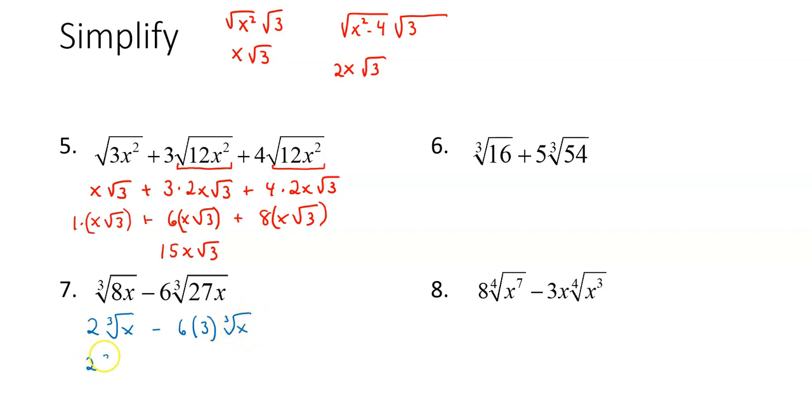So I have 2 cube root of x minus 18 cube root of x. So the cube root of x and the cube root of x, they are like terms. 2 of them subtracts 18 of them, gives me negative 16 of them. Negative 16 what? Negative 16 cube root of x. All right, so our goal is to try to simplify until we get a term that becomes a common term.